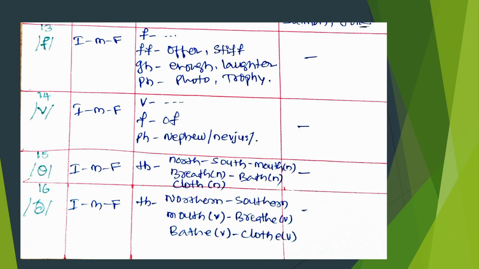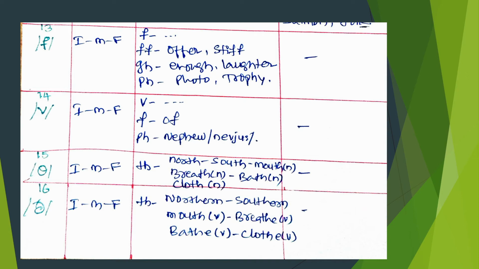The examples you see: north, south, mouth, with th. But whereas the voiced th with the same letters, northern, it is northern, southern.